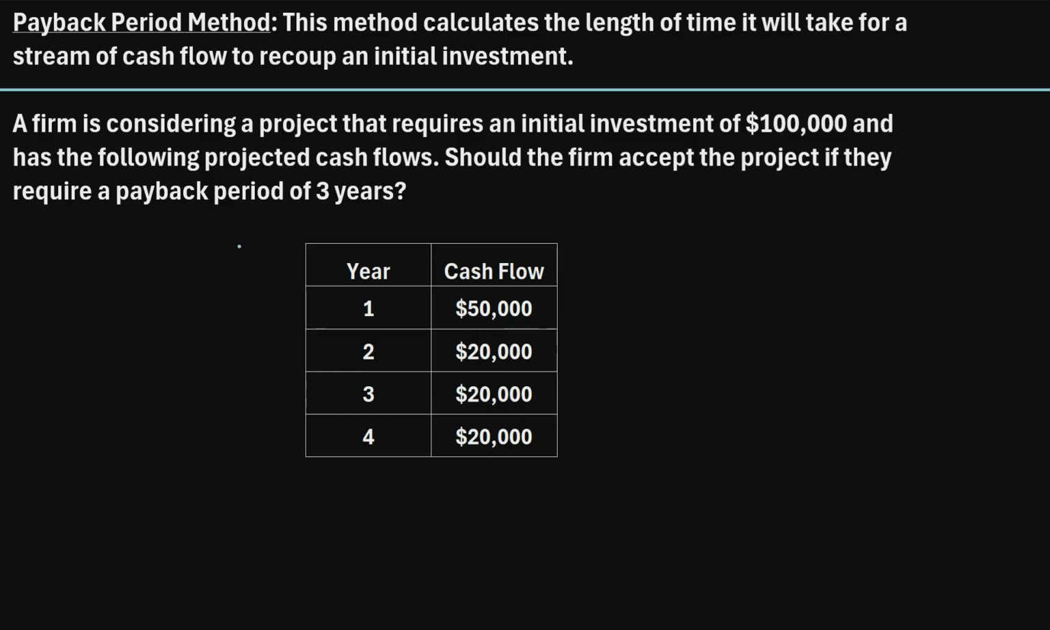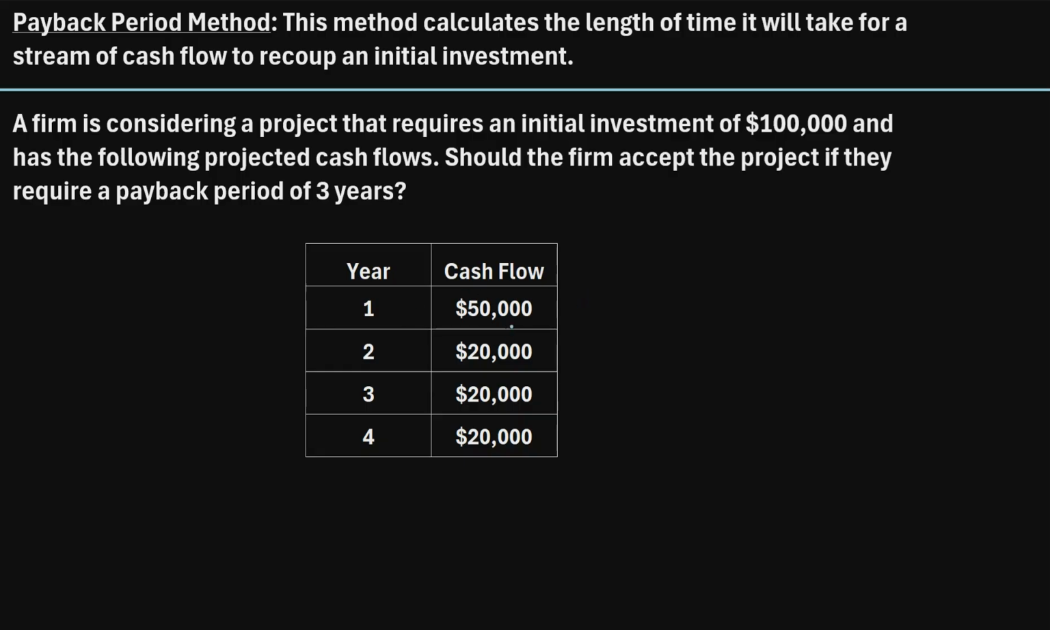This says, a firm is considering a project that requires an initial investment of $100,000 and has the following projected cash flows. Should the firm accept the project if they require a payback period of 3 years? So this firm is trying to decide, should they invest $100,000 into this project if they need to get that $100,000 back within 3 years? So what we can do is we can calculate the payback period, or how long we think it will take to actually get that $100,000 back, and just see if it's more or less than 3 years.